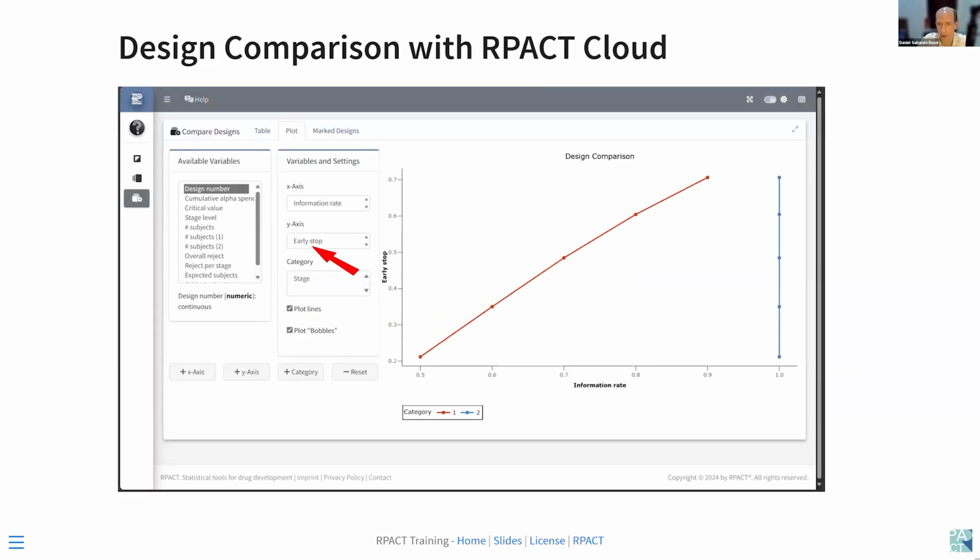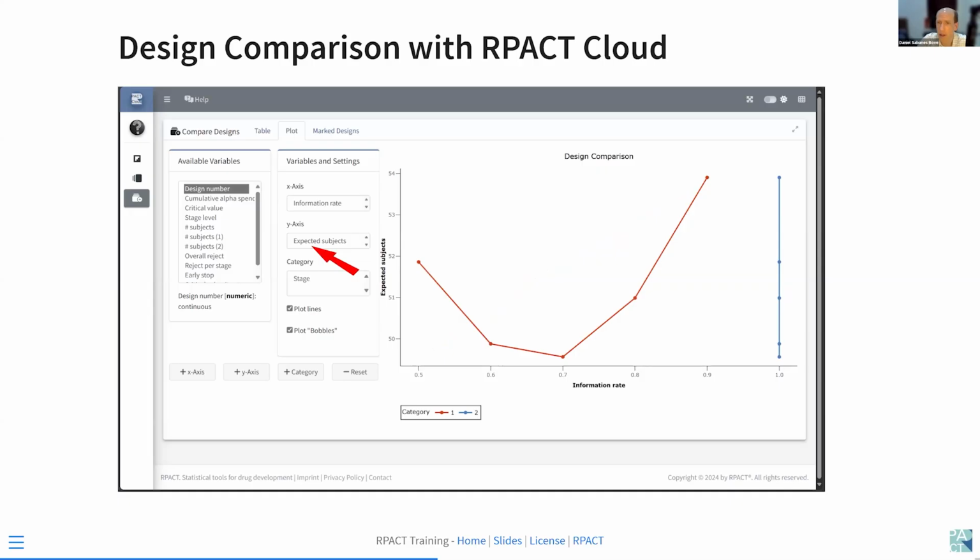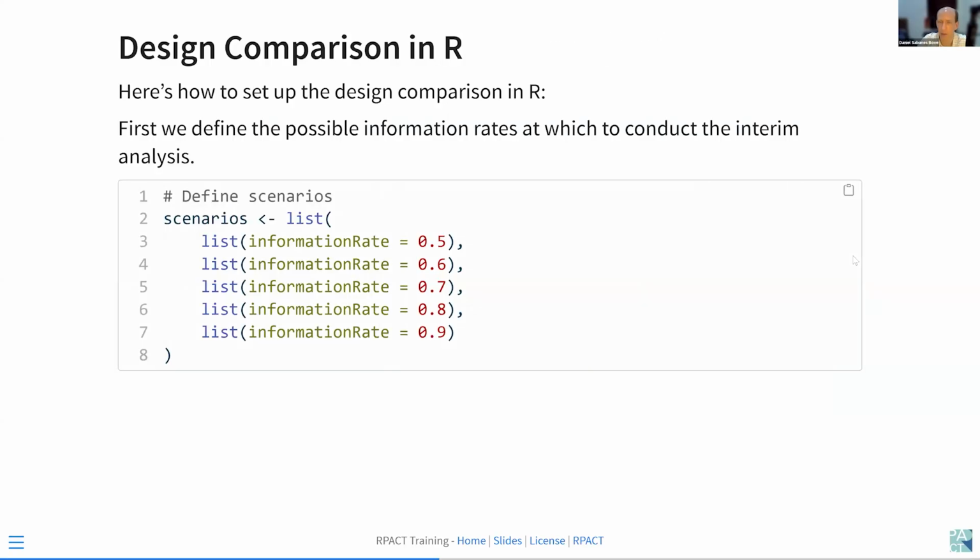But of course, coming back, sorry, I have one more. You can also look here. Where was it? Early stop. I think this was basically the chance of early stopping. Okay, yeah, but it looks similar. So let's come back to R.